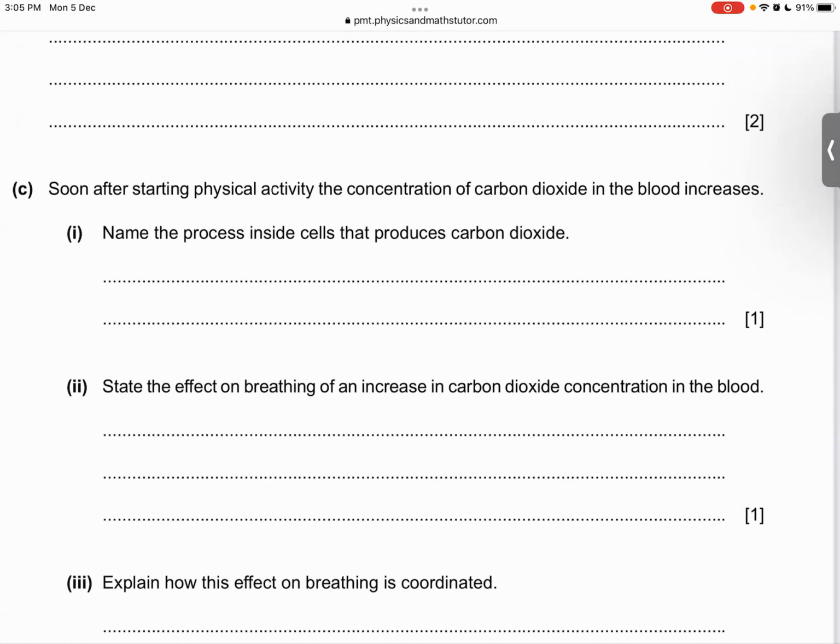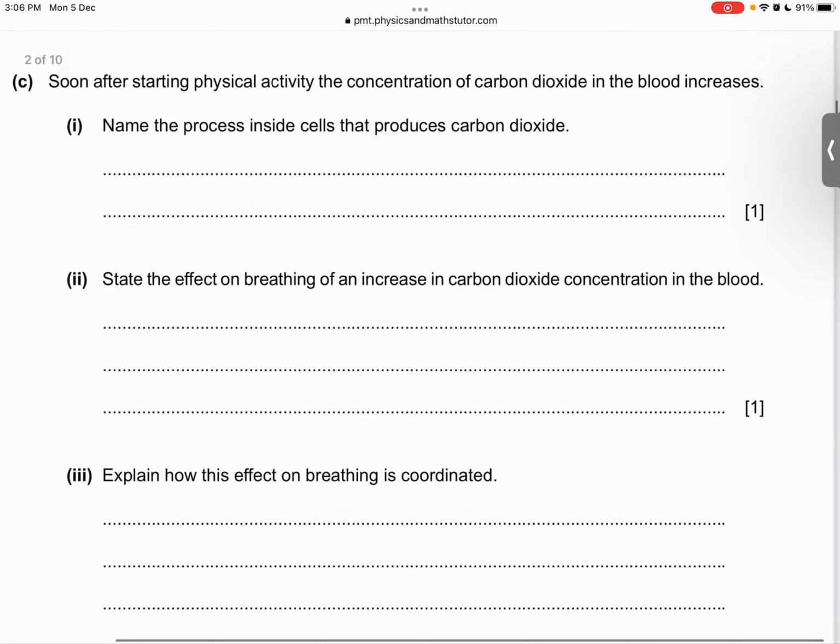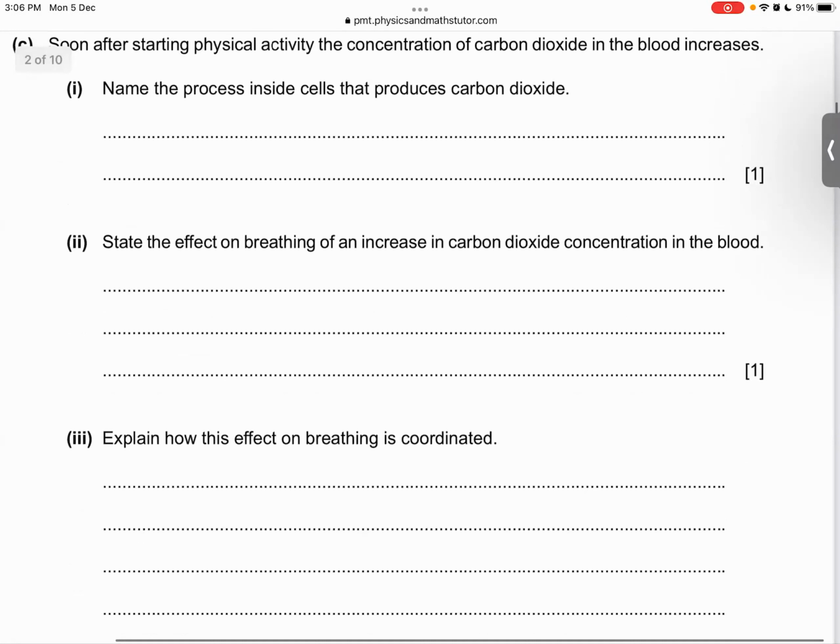So what did we decide right now? What's the name of that process? Cellular respiration, which is a metabolic process. ठीक है. Second. State the effect on breathing of an increase in carbon dioxide in the blood. If your carbon dioxide concentration is increasing in the blood, what will happen to your breathing?